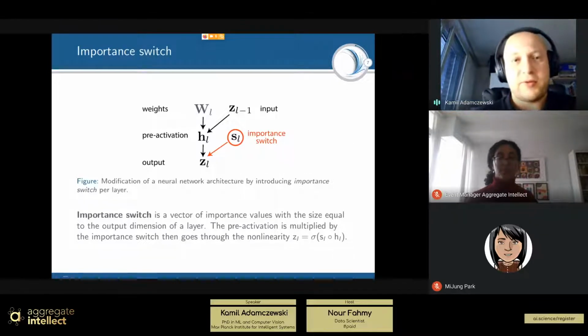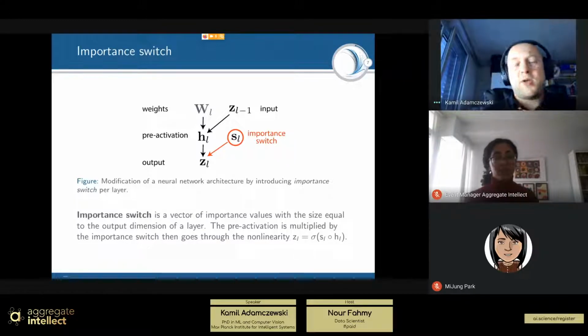And without further ado, how do we do it? We introduce a new operation called an importance switch. In a regular neural network, we have a set of weights, a set of parameters, and then we have an input. Then we multiply them, and we get a pre-activation, which further undergoes activation, batch norm, dropout, and whatever you want. We add another component to the architecture, which is called an importance switch.